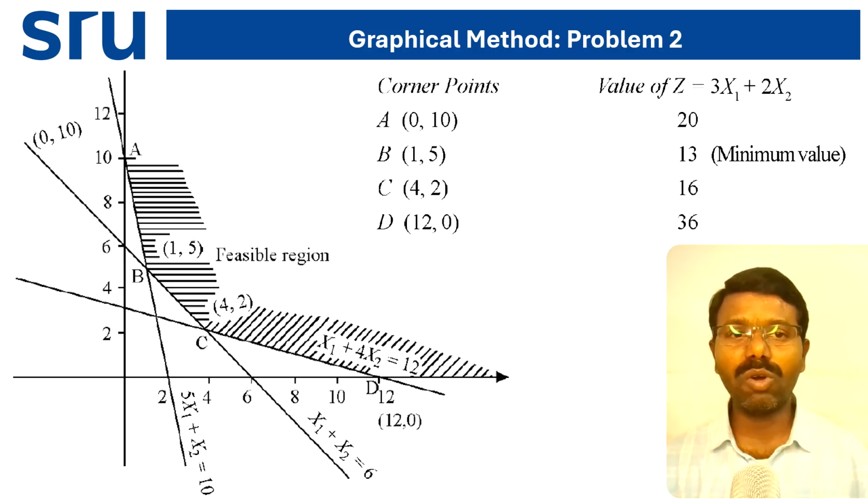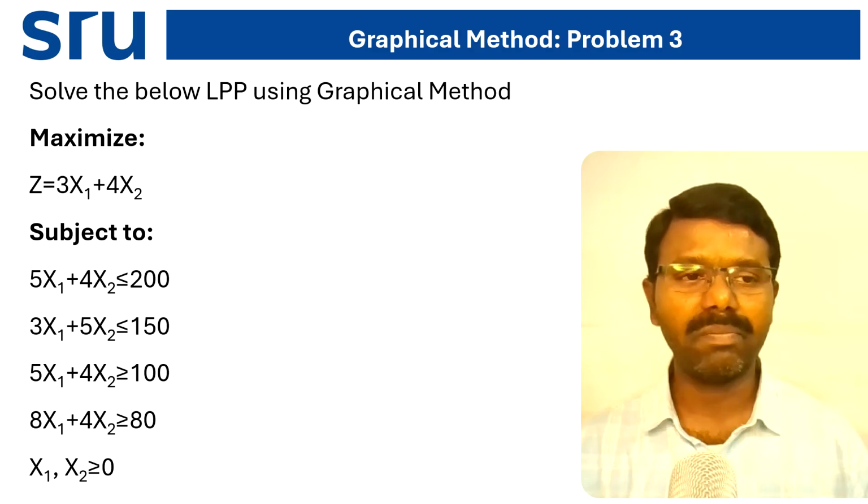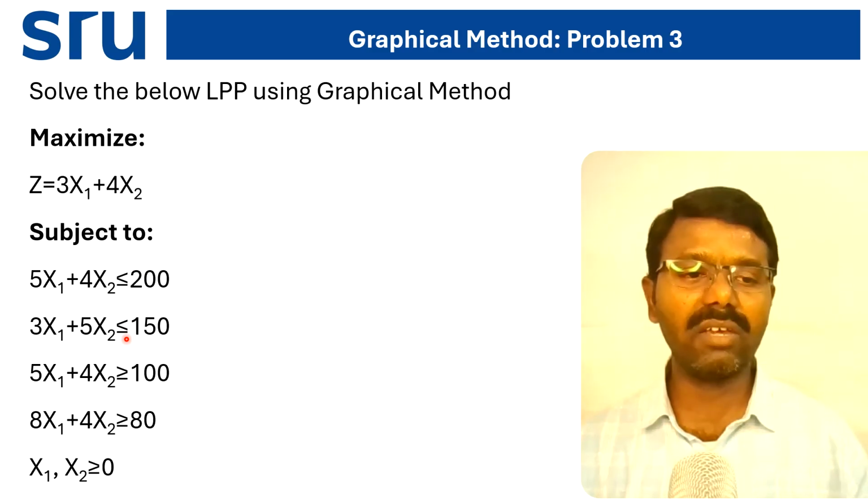Let us solve one more problem. Graphical method, problem 3. Solve the below LPP using the graphical method. Maximize Z is equal to 3x1 plus 4x2, subject to 5x1 plus 4x2 is less than or equal to 200, and 3x1 plus 5x2 is less than or equal to 150, and 5x1 plus 4x2 is greater than or equal to 100, 8x1 plus 4x2 is greater than or equal to 80. So these are the equations.